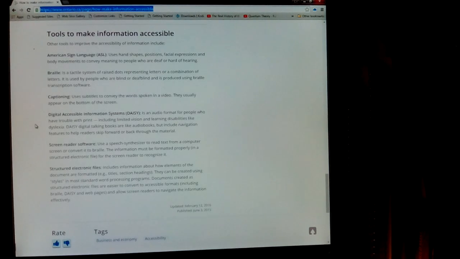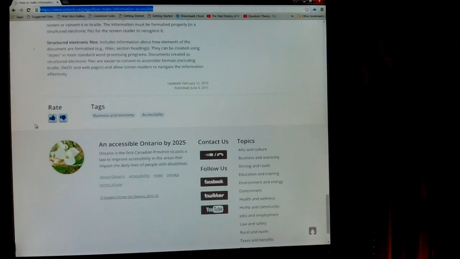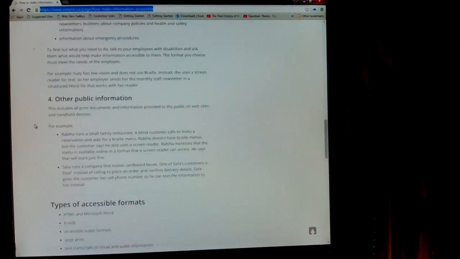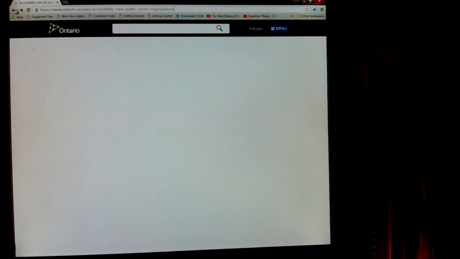This page was updated February 12th, 2016, and was published June 3rd, 2015. Related: how to create a structured electronic file, guide to making emergency information accessible, free training resource on accessibility requirements, and guidelines to accessibility standards.